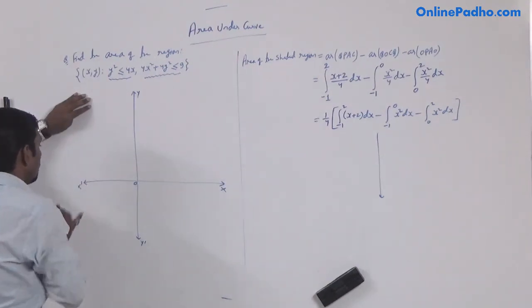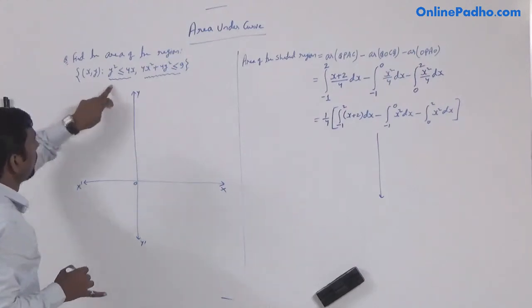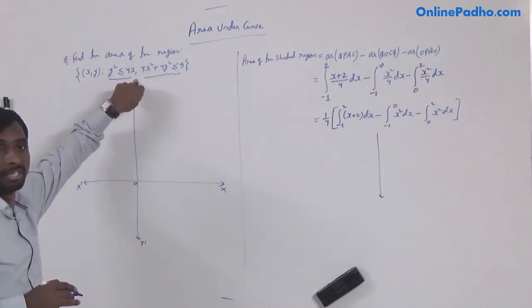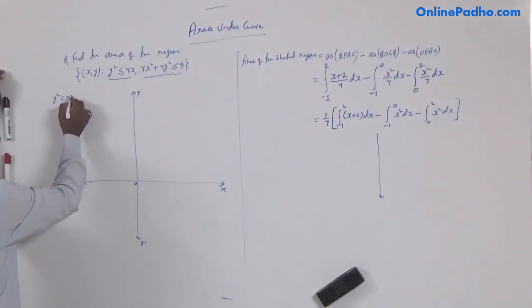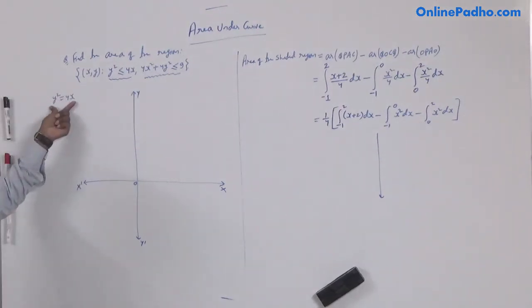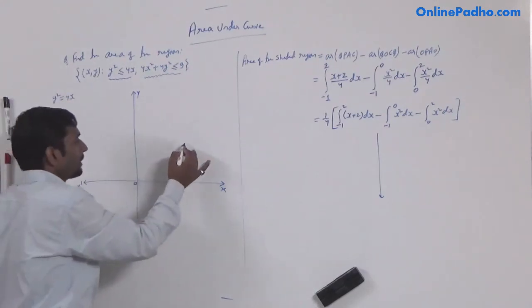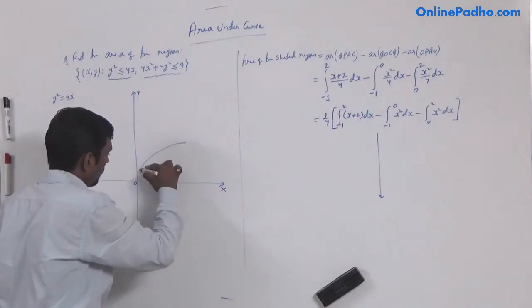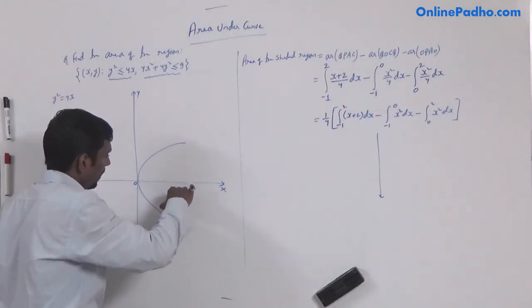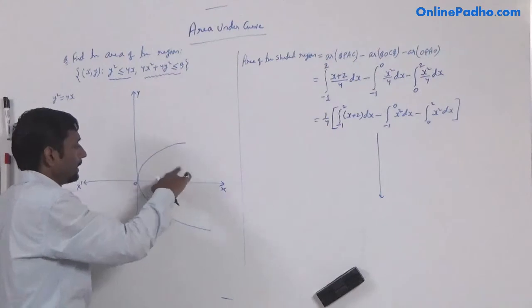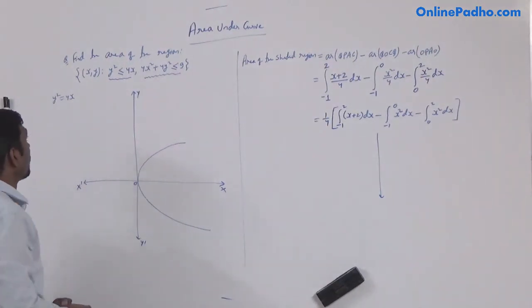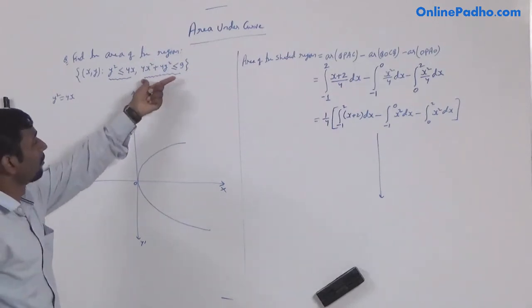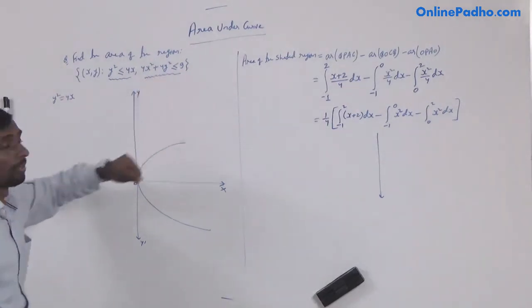First of all, we have to draw the graph for y square equal to 4x. You know y square equal to 4x is a parabola along the positive x-axis? Yes. So first we can draw the graph of the parabola on the positive x-axis. Now the second thing is 4x square plus 4y square equal to 9.